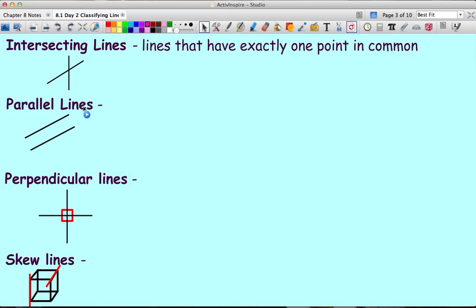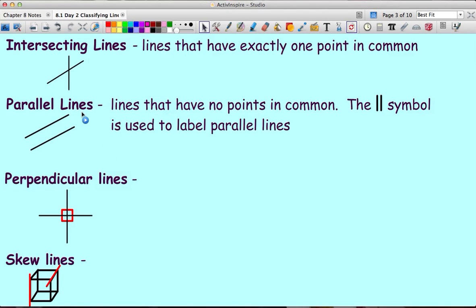Parallel lines. Parallel lines are lines that have no points in common. The double L symbol is used to label parallel lines. Now these aren't double L's, they're just 2 straight lines, but I like to remember that the double L's are the double L's in parallel. So the symbol matches what's in the word.